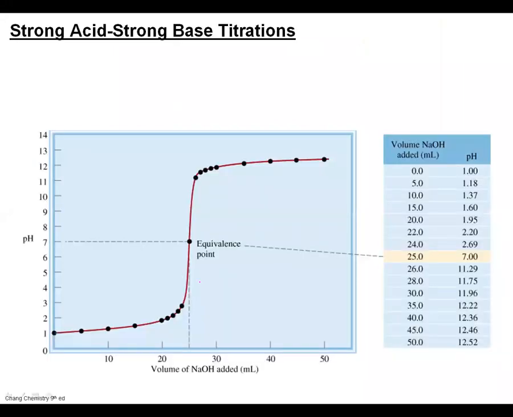So the first type of titration we're going to look at is a titration between a strong acid and a strong base. So in this titration, we're going to take hydrochloric acid, react it with sodium hydroxide, and we're going to get an acid-base reaction giving some water and a little sodium chloride in this case.